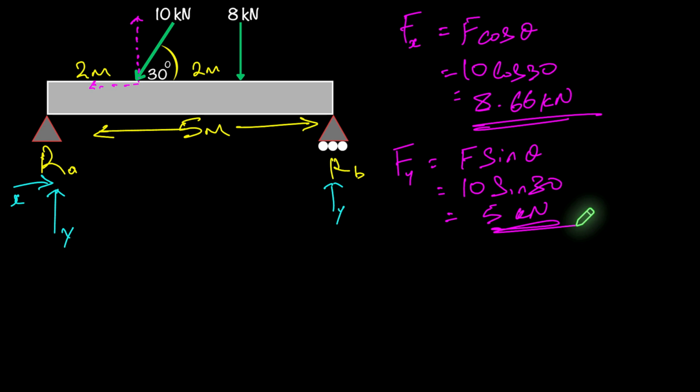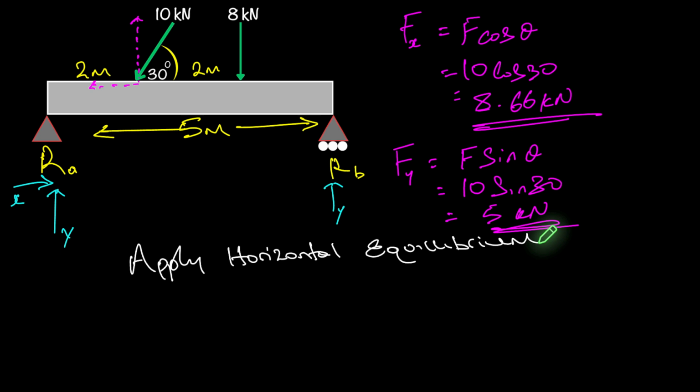So I'd really recommend at this point to redraw the free body diagram with these updated forces, and the only thing that would change is at the 2 meters from RA, you would now have this purely vertical force of 5 kilonewtons. And a horizontal component would be there as well of 8.66 kilonewtons. I'd always recommend that you redraw the free body diagram if you can't visualize it.